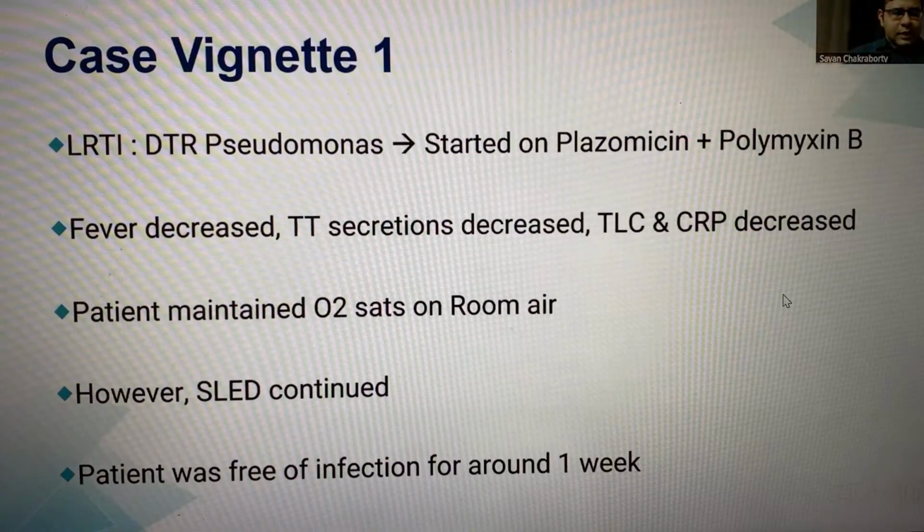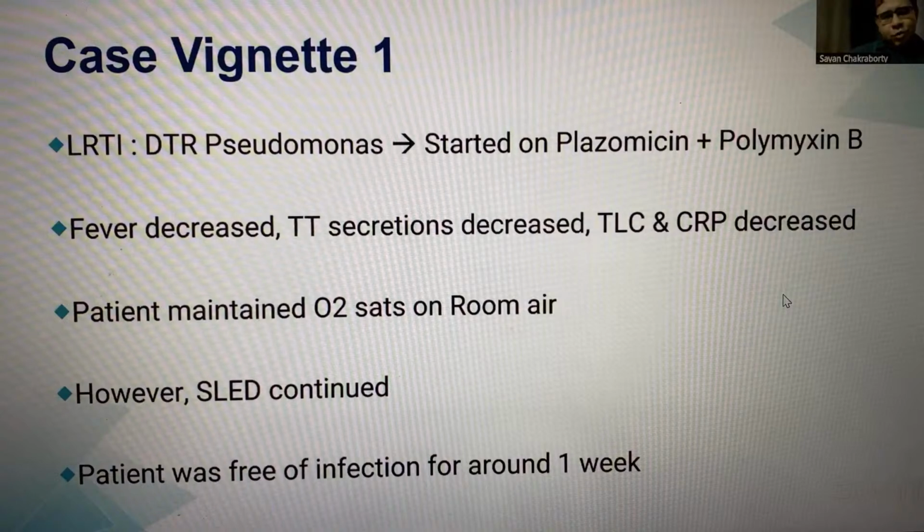Now this DTR Pseudomonas came back again, so it becomes a problem, because once Pseudomonas gets inside the lungs, it is going to stay there for quite some time, because the lungs get damaged and Pseudomonas loves that damaged lung. So the patient was this time started on plazomicin with polymyxin B. Plazomicin is not really a good choice for Pseudomonas, not really a good choice for lung infections, but there are certain studies about it. I'll show you. So she was started on polymyxin B and plazomicin.